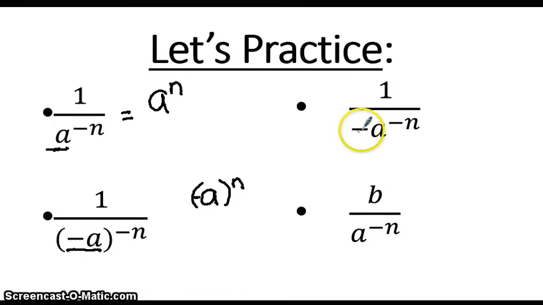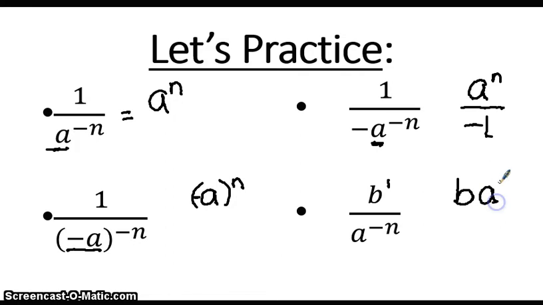If the negative is not part of the base number, such as in this example, we only move the a to the numerator, give it the positive exponent since we move from the numerator to the denominator, and leave negative 1 on the bottom. Last, we have b divided by a to the negative n. The b has a positive exponent of 1, so it will stay in the numerator. A to the negative n will move to the numerator and become a to the n power. So we have b times a to the n power.